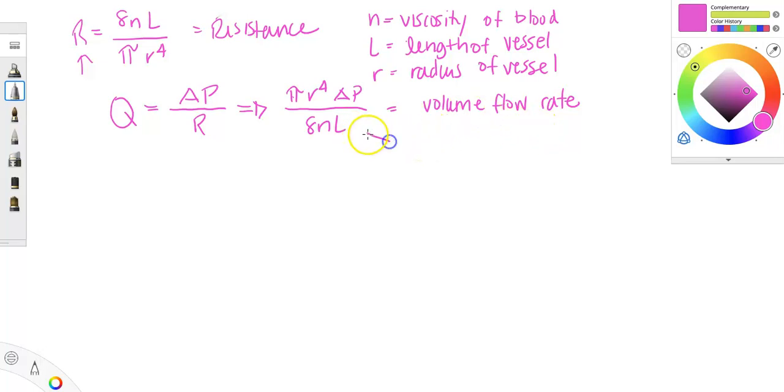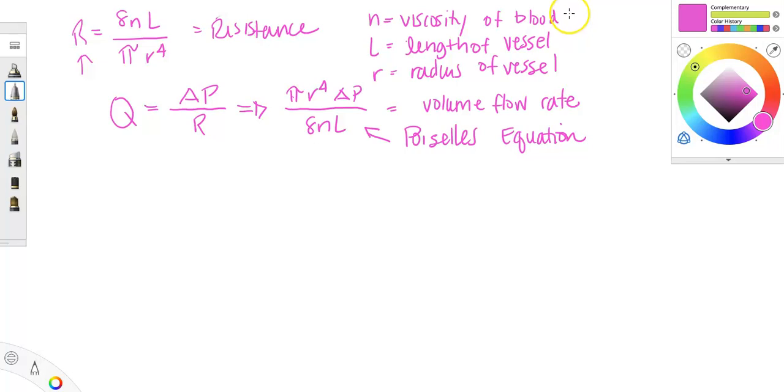So this equation here is called Poiseuille's equation. This is just a guy that studied fluid dynamics and came up with this equation. So if we look at this equation, and we're not going to calculate anything, this just shows you what it is. But what in here can we even manipulate? So the viscosity of blood can be manipulated.